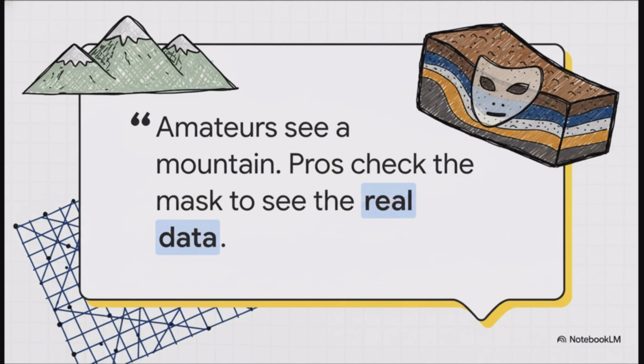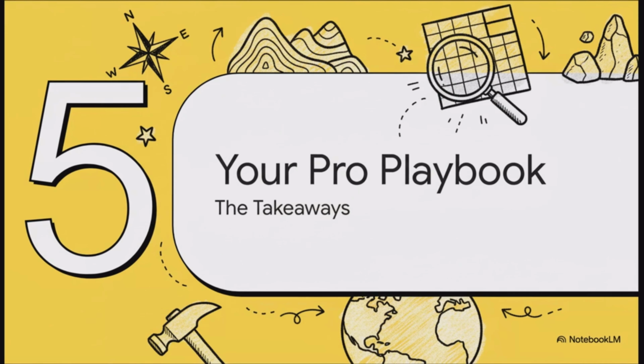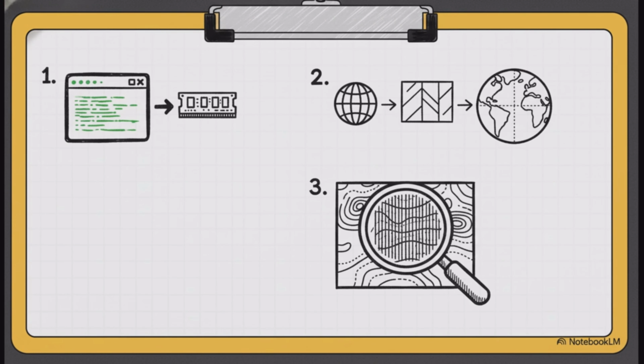And that really is the bottom line here. Amateurs get all excited by what they see on the surface, but pros always, and I mean always, check the mask to make sure that a feature is backed up by real, high-quality survey data. So let's wrap all this up into your very own pro playbook. These are the key things you can start doing right now to totally level up your mapping game. It really just boils down to 3 simple rules.